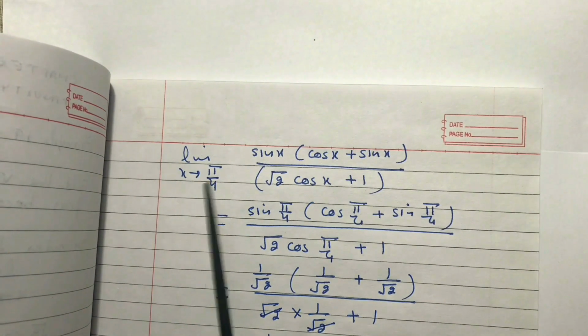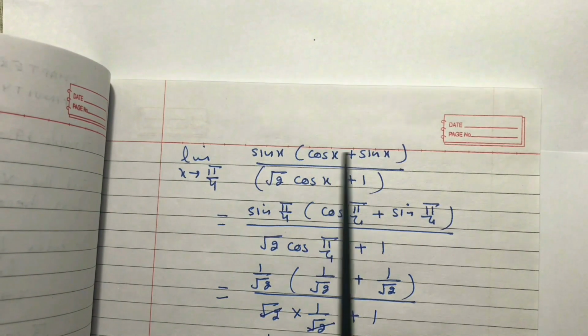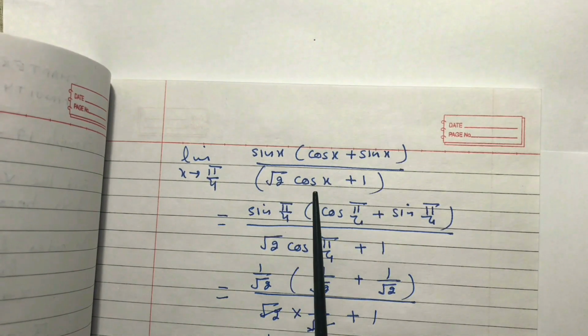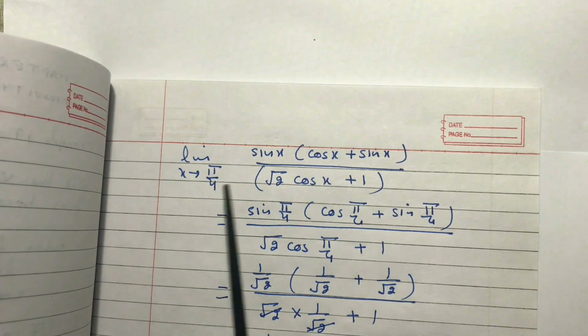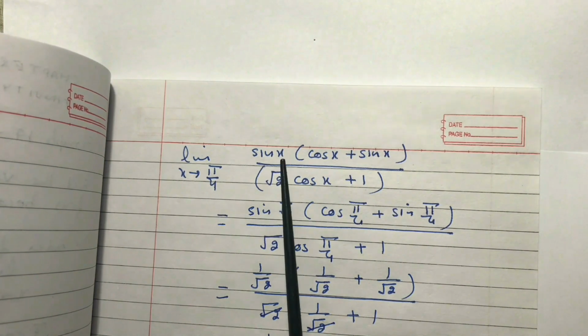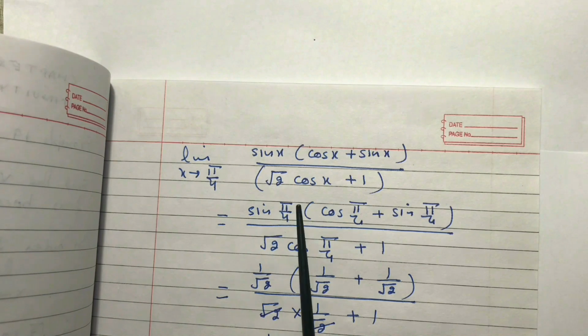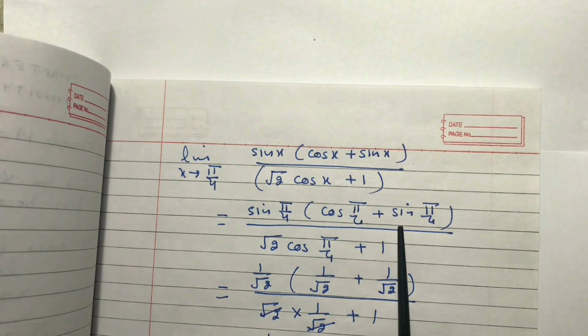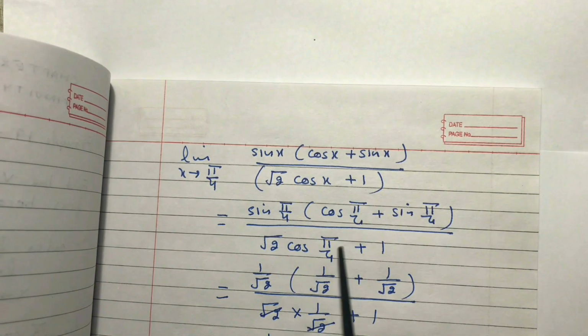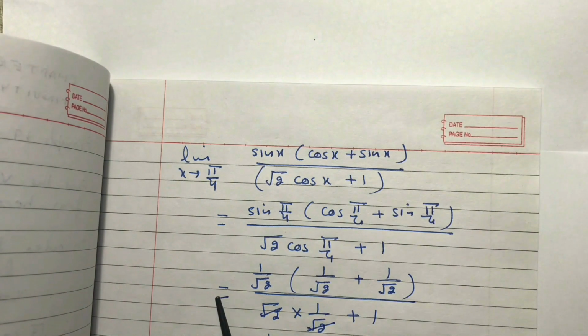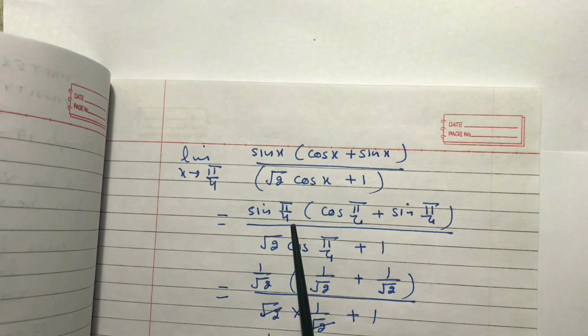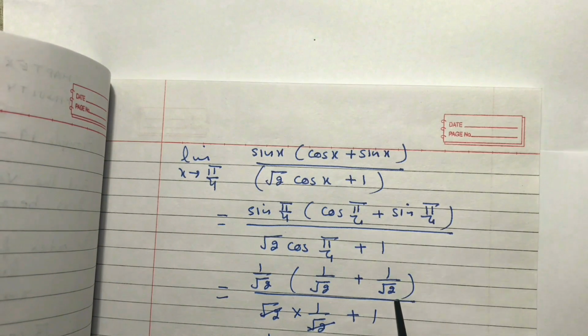Now limit x tends to pi by 4 of sin x (cos x plus sin x) upon (root 2 cos x plus 1). Now substitute pi by 4 instead of this x. So I'll have sin pi by 4 (cos pi by 4 plus sin pi by 4) upon (root 2 cos pi by 4 plus 1). This is equal to sin pi by 4, the value of sin pi by 4 is 1 by root 2. Cos pi by 4 is again 1 by root 2. Sin pi by 4 is again 1 by root 2. Root 2, the value of this cos pi by 4 is 1 by root 2, plus 1.